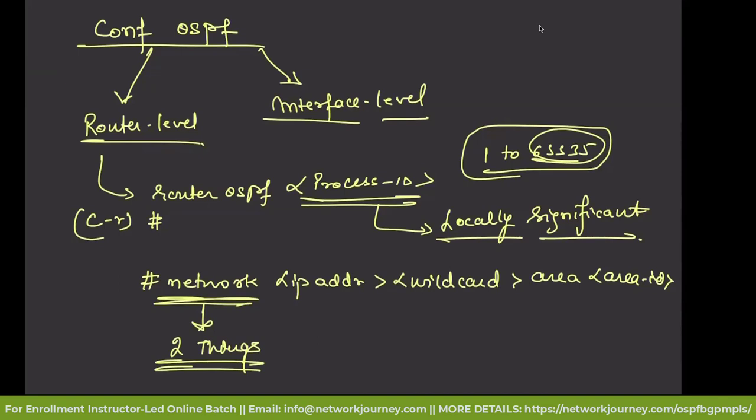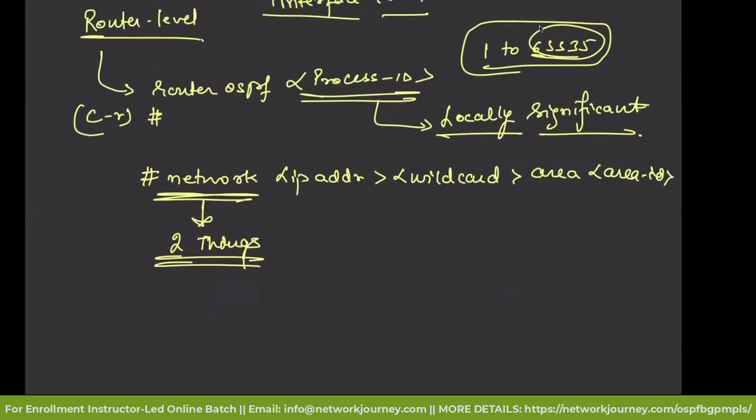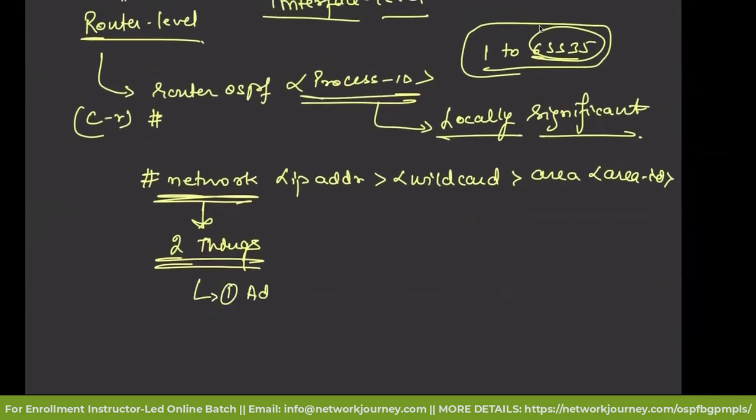It will help to advertise the subnet. Okay, so one thing is it's going to advertise the subnet. What else? And then the unique ID would store that in the routing table. So the second thing is it's going to enable OSPF on that interface where this network exists.